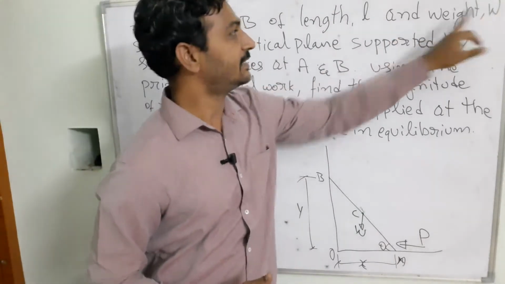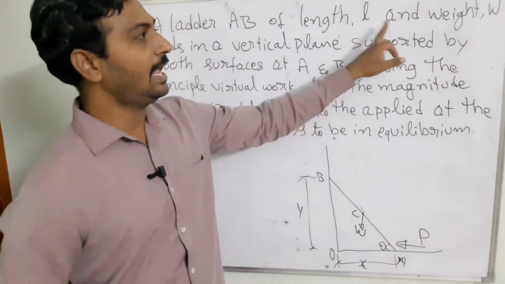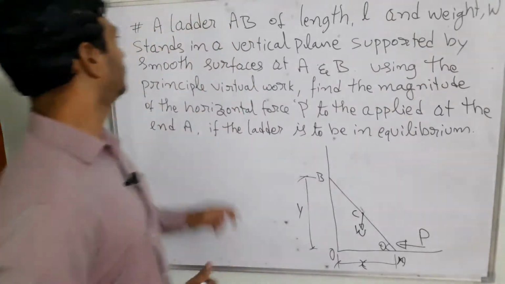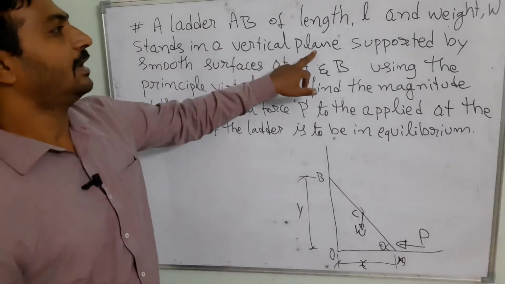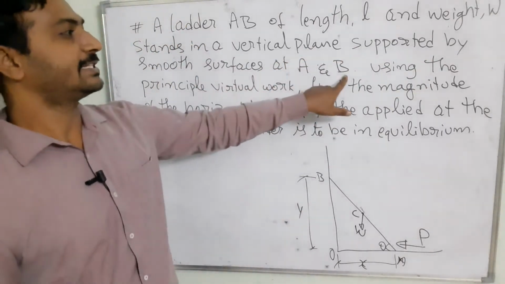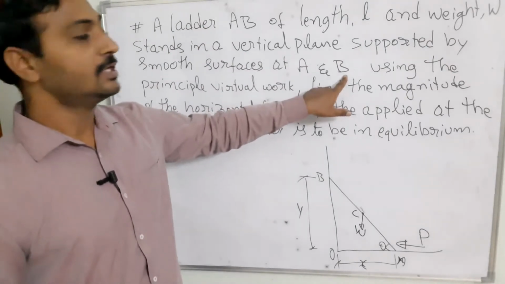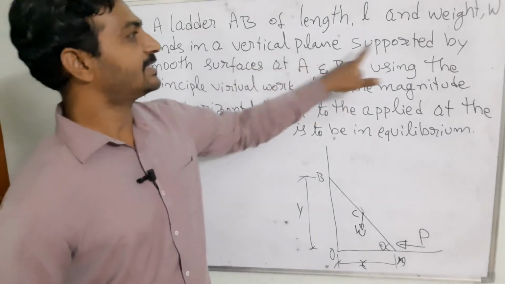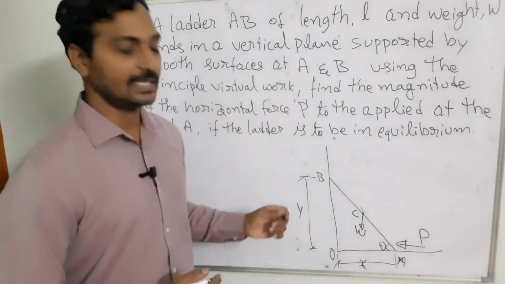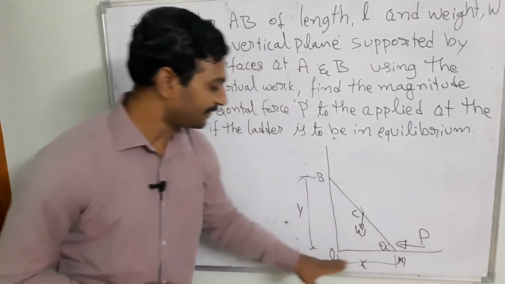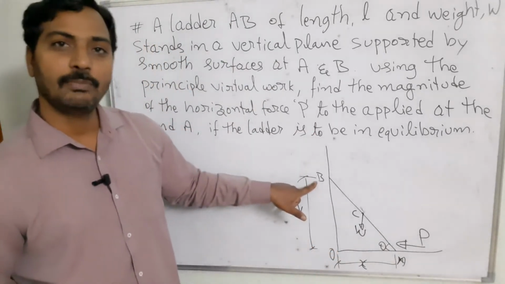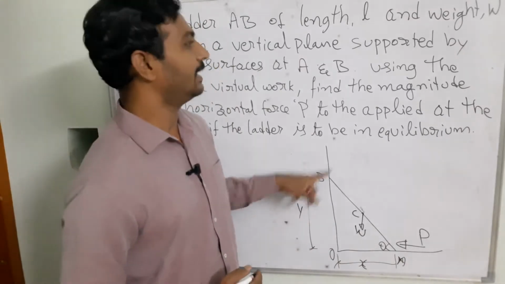As we know, the length of the ladder is L and the self weight W acts from the centroid of the object, and it stands in a vertical plane supported by a smooth surface at A as well as B. So in this case, the ladder rests on the horizontal plane at A, and the vertical wall, where it has contact, I am going to call B.